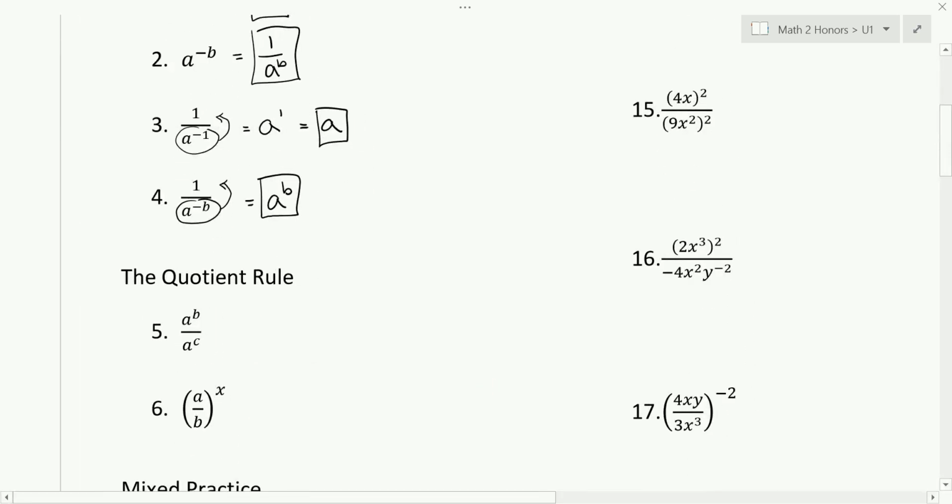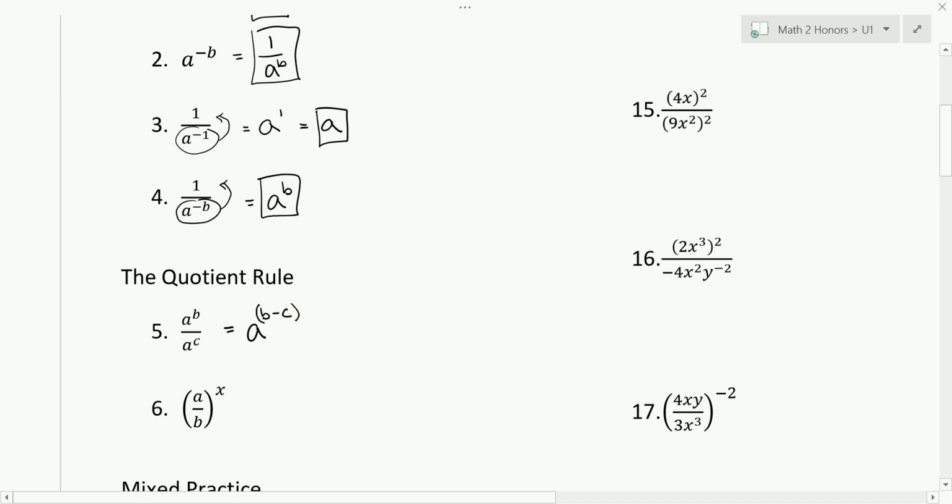Second thing is the quotient rule. So how do you divide? What do we say about multiplying? When you multiply two things that have the same base, what do you do with the exponents? Add them. So if we're dividing two things with the same base, what do you think we do with the exponents? Subtract them. Good. And it matters which way you subtract them. So on number 5, for example, this is a to the, should I go b minus c, or should I do c minus b? B minus c. So numerator minus denominator in that order.